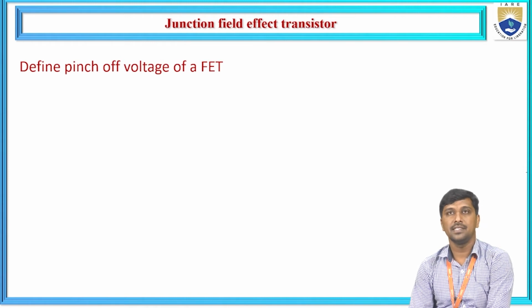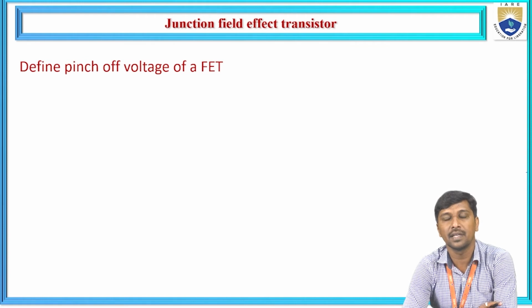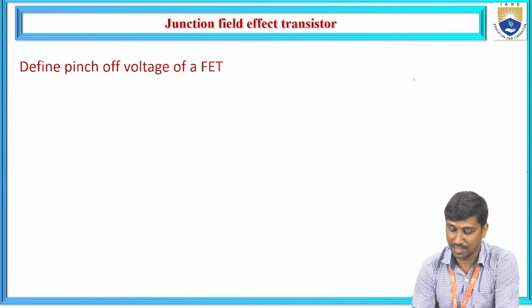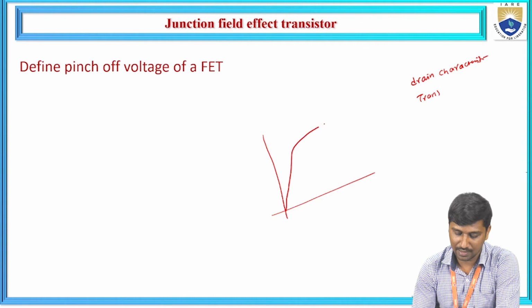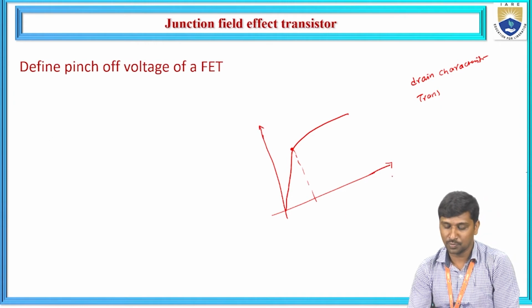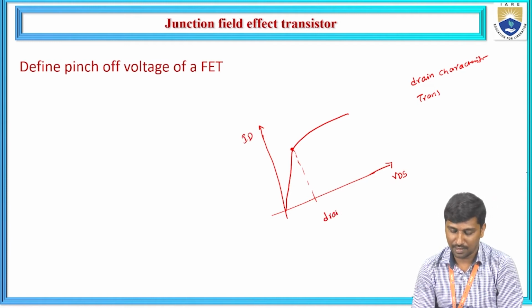Now define the pinch-off voltage, that is, at which voltage the drain current becomes zero. We have two types of characteristics, and based on that, we need to define the pinch-off voltage. We have the drain characteristics as well as the transfer characteristics. If you observe the drain characteristics, the drain characteristics are also called the output characteristics, drawn between VDS versus ID, and these are the drain characteristics.